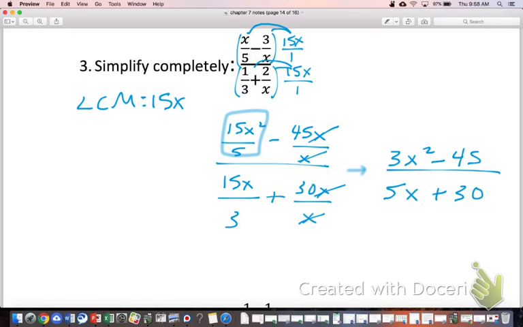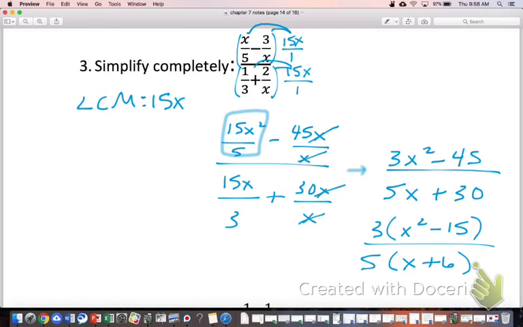So what can I factor out of the top? 3 comes out. What's left over? X squared minus 15. Got it? Yep. And what comes out of the denominator? And what's left over? 6. So now that we're fully factored here, now you can pretty clearly see if something cancels out or not.